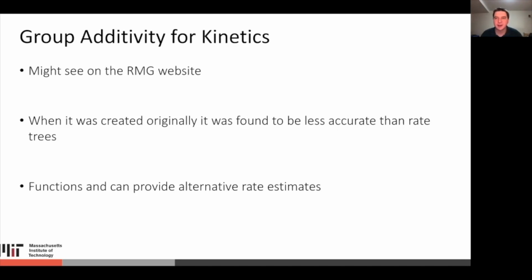So if you're looking on the RMG website, you might see group additivity for kinetics. When it was created originally, GAV-based kinetics was found to be significantly less accurate than rate trees. And so it's no longer maintained, although it can provide alternative estimates, but they're a very mixed bag.